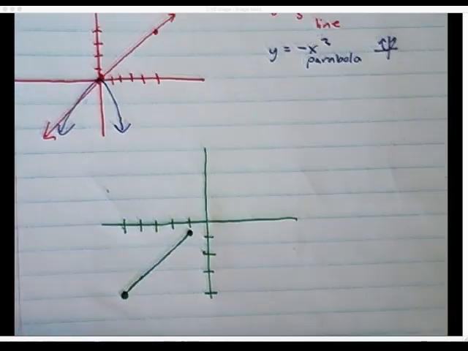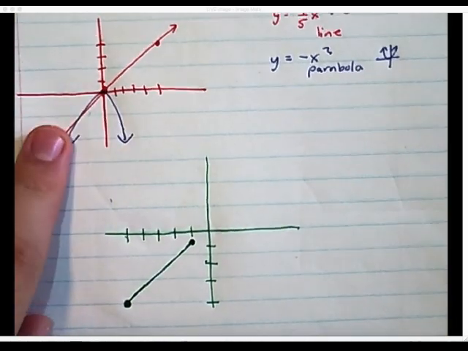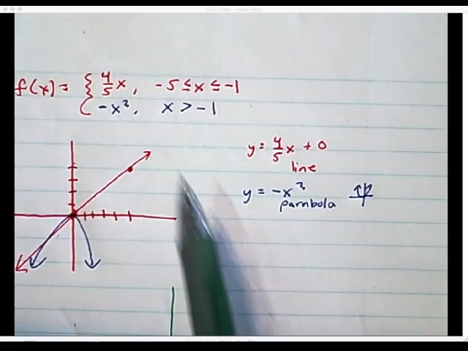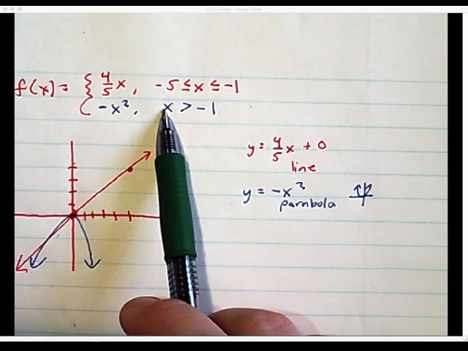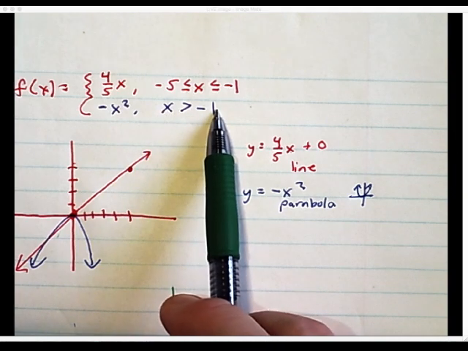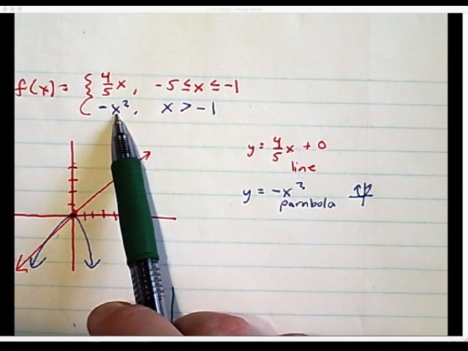So that's a certain part of this red line. Now, what about this graph, the parabola? That's only good for x values that are greater than -1. What would happen if we actually plugged in -1 here?